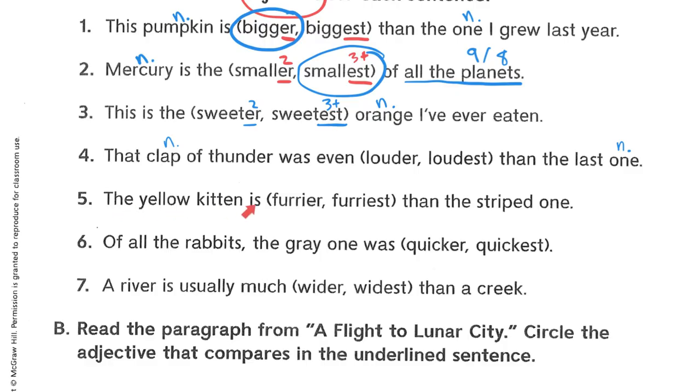The yellow kitten is blank than the striped one. So I have 1 kitten that I'm comparing to the striped kitten. So that's 2 kittens.